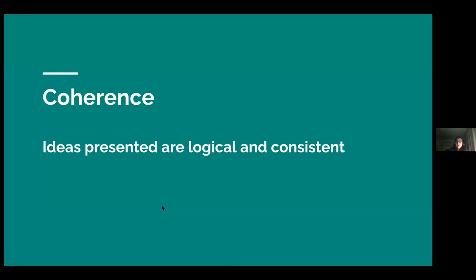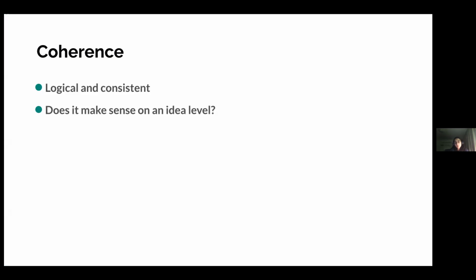So the fourth C of academic presenting is coherence, which is similar to cohesion, but it focuses on the ideas that are presented in the research, which is logical and consistent with one another. So with coherence, it's important to ask the question, does it make sense on the idea level? Or in other words, do your ideas get across in your presentation?